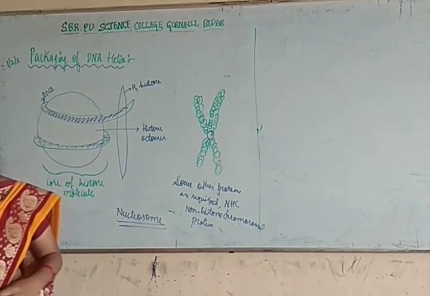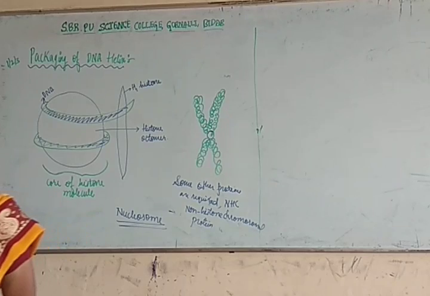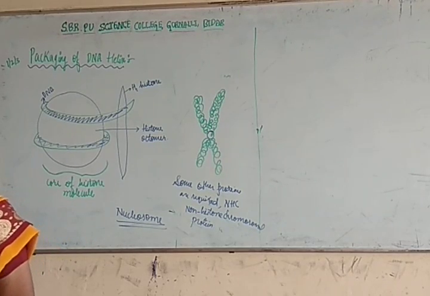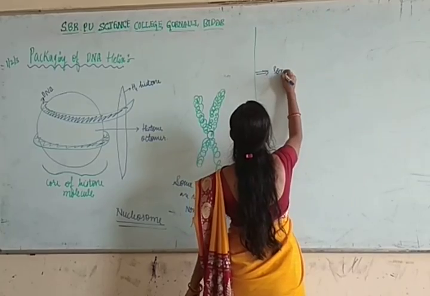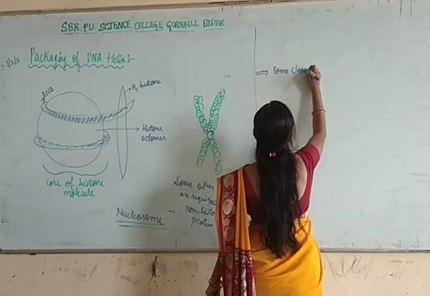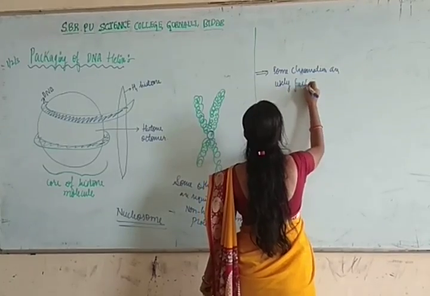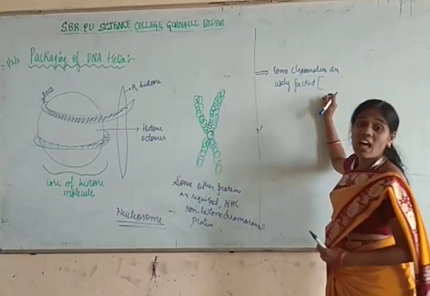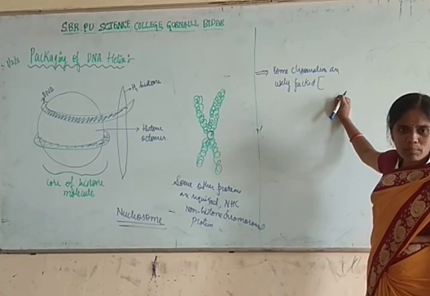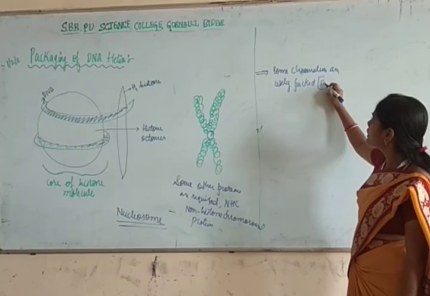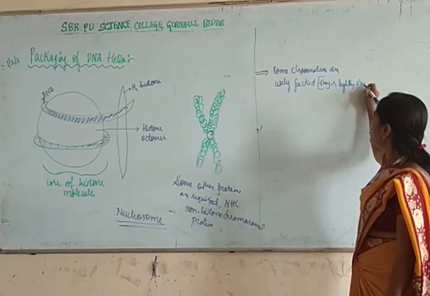Non-histone proteins are called non-histone chromosomal proteins. In a typical nucleus, you can find that some chromatin is loosely packed. Such chromatin appears light when we apply stain, so it is lightly stained.